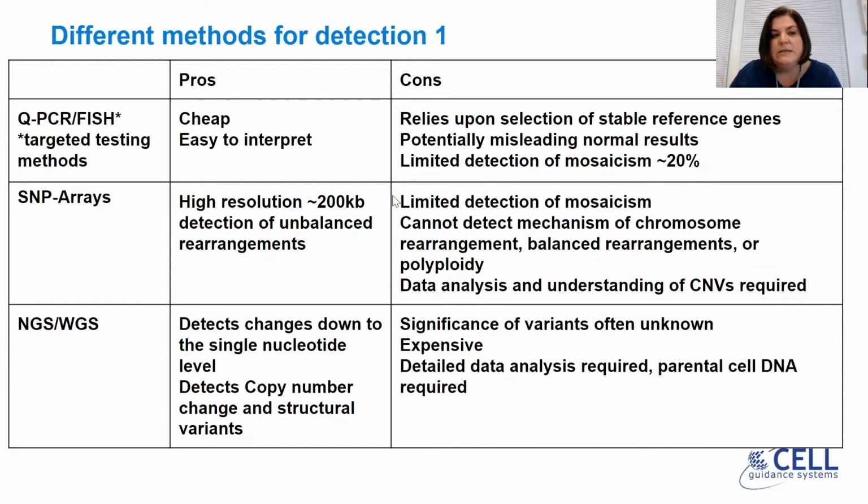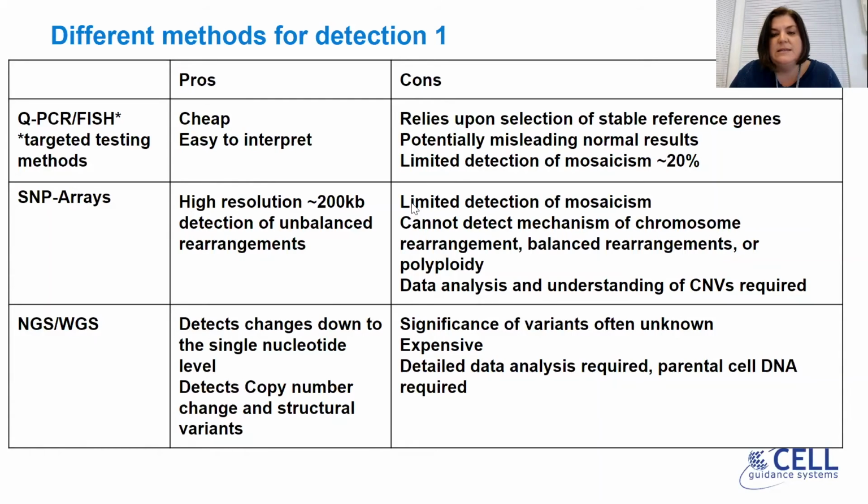So there's SNP arrays, which are single nucleotide polymorphism arrays. We offer these at CellGS. They have a higher resolution of just 200 kilobases compared to perhaps 10 megabases with G banding. And they're good for detecting unbalanced rearrangements. The cons of this method are they cannot detect mosaicism, so they cannot detect balanced rearrangements or polyploidy. Where they do detect an unbalanced rearrangement, they can advise as to the overall imbalance of genetic material, but they can't give you the mechanism or the chromosome rearrangement of how that has occurred.